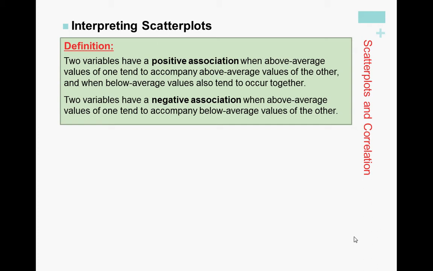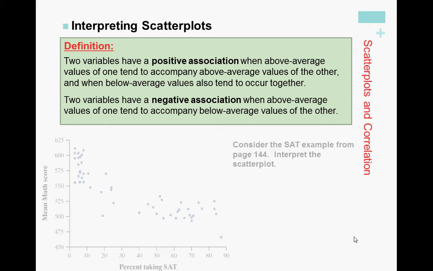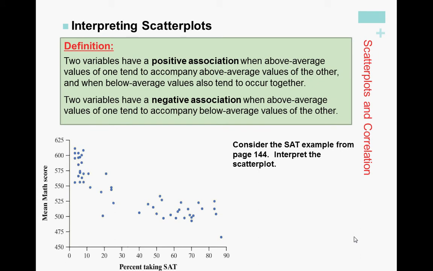We can also note that it is curved as far as its form, and as far as its strength, we can say it's moderately strong. Now it's okay, it's not a straight line, but the points generally stay close together in the direction they are going, so that's why we say it's moderately strong. So it's moderately strong, that's its strength. It's negative, that's its direction, and curved is its form, between the percent of students in a state who take the SAT and the mean SAT math score.